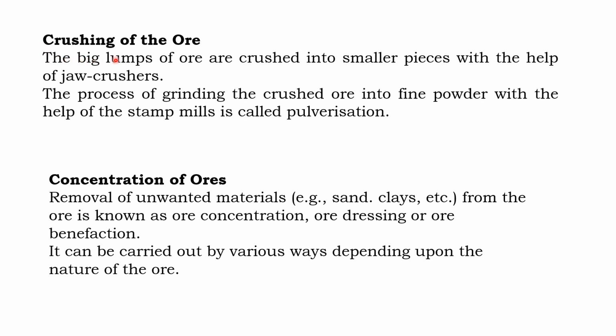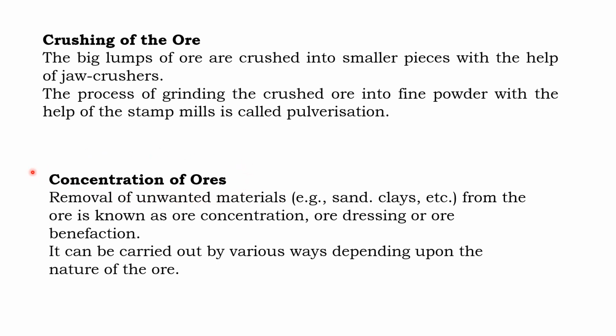So the big lumps of the ore are crushed with the use of crushers, and they are ground using a grinding machine to get powdered form. This is the first process that occurs in the metallurgical process, that is the crushing of the ore. Once the crushing of the ore is over, we move to the second process, that is called the concentration of the ore.